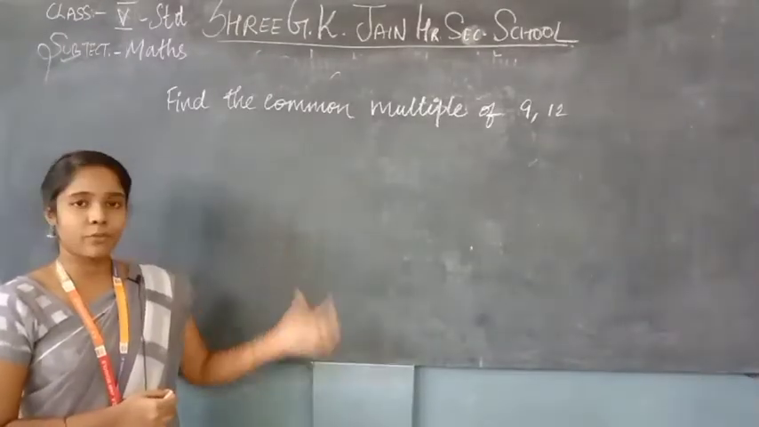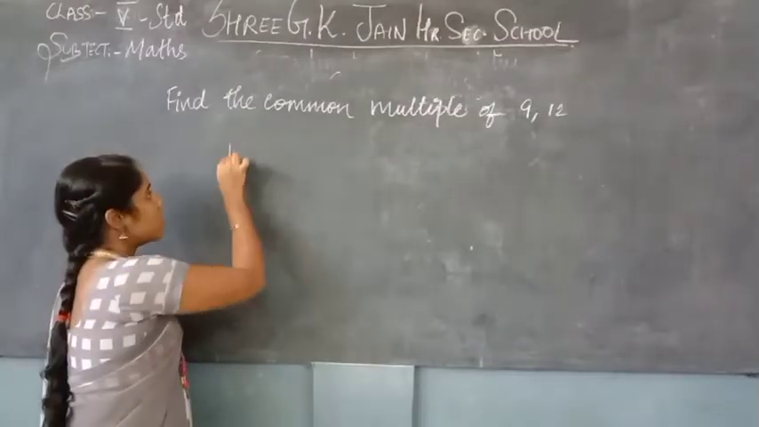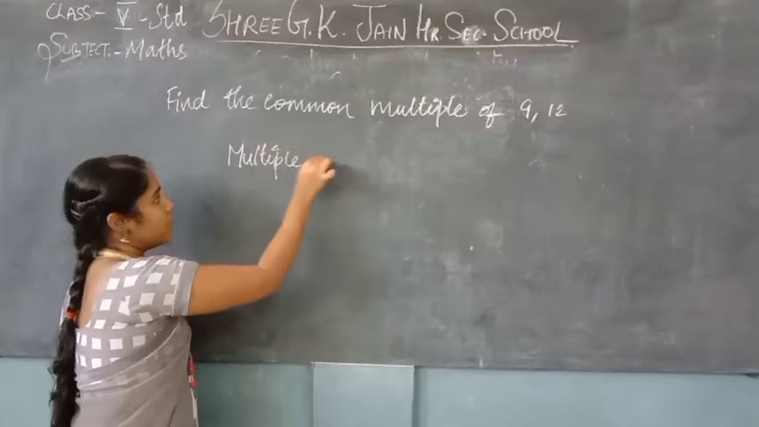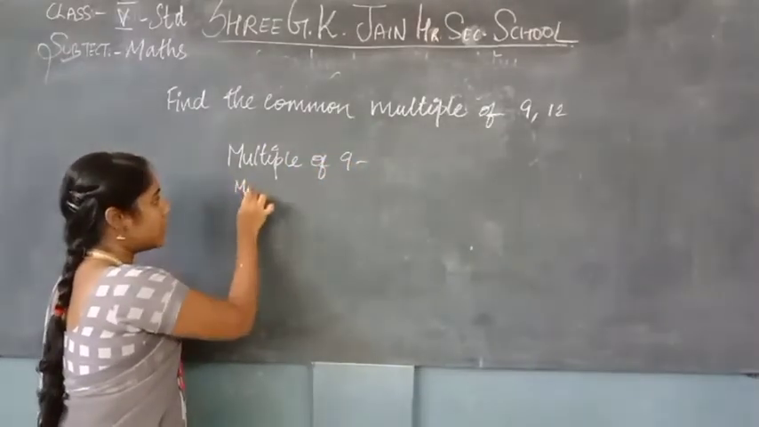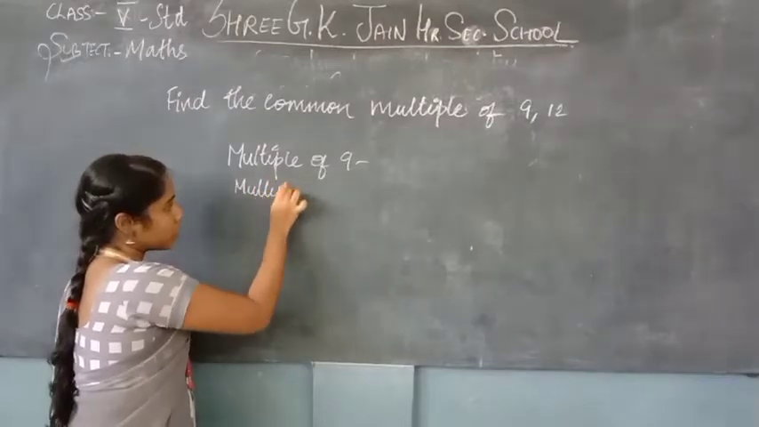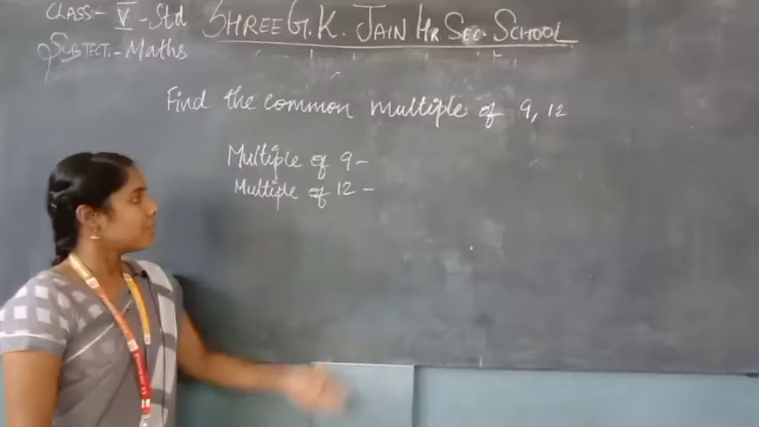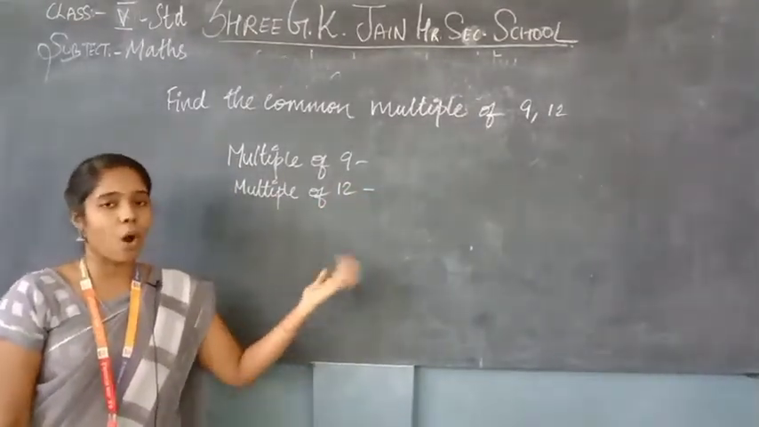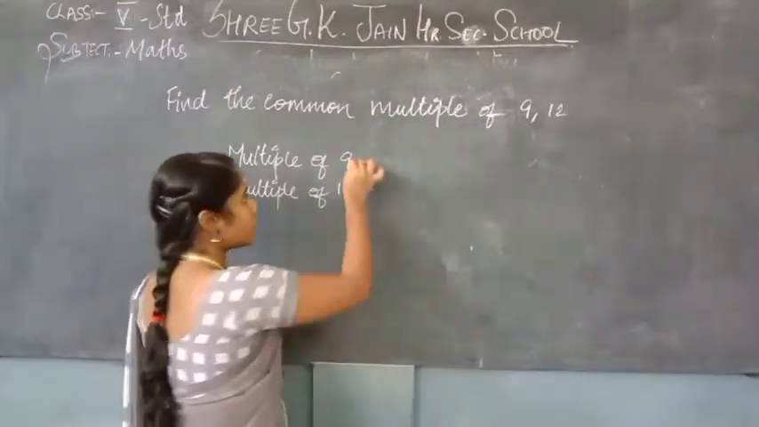First we have to find the multiples of the two given numbers. First we find the multiples of 9, then the multiples of 12. Then we are going to find the common multiples. So shall we write the multiples?